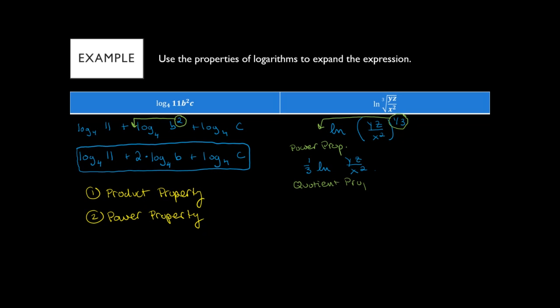So we're going to use the quotient property. So I still have my 1/3, but we have to be careful here because that 1/3 is multiplied by the natural log part. So everything that follows is part of that multiplication. So I'm putting it in parentheses. So we have the natural log of the top, which is y times z, minus the natural log of the bottom, which is x squared.